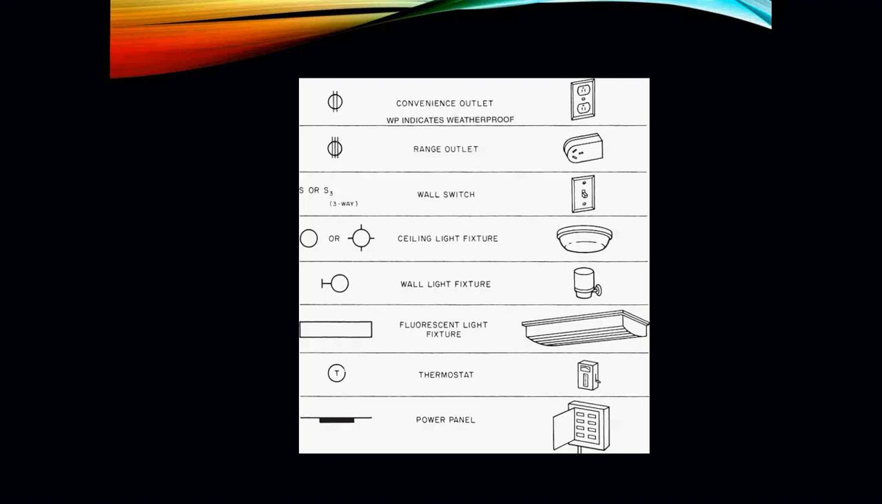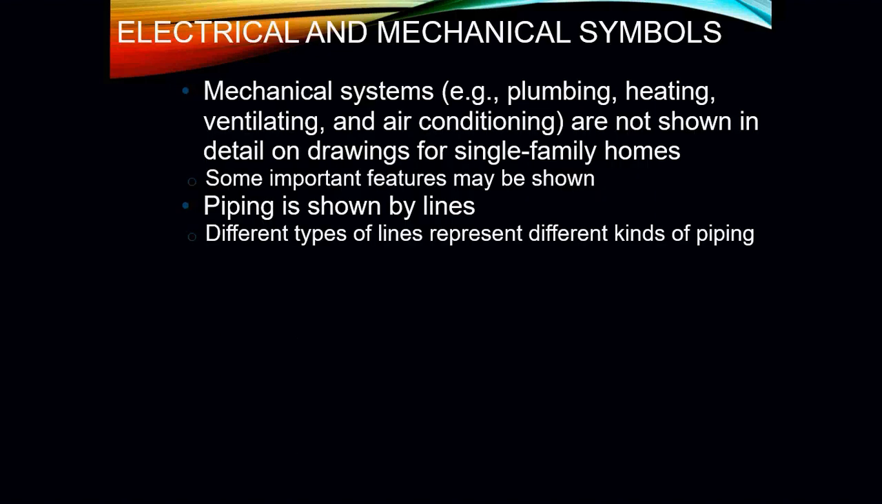Your wall switches. Okay, if it's going to be a three-way, it's going to have an S3, or if it's just a simple two-way switch, maybe it's just a standard S2. You're going to have your ceiling lights, whether they're recessed or not, your wall lights. Your fluorescent light fixture is just simply a box. Your thermostat for all of your heating and air conditioning is usually going to be marked with a T and a circle around it, and then you're going to have your breaker panel. Breaker panel just kind of looks like a little blacked out box that sits on a wall. Usually these are all going to be labeled and designated as to what exactly they're going to be.